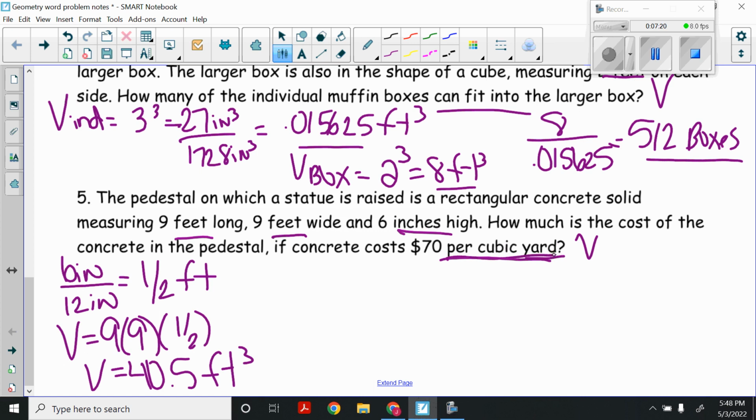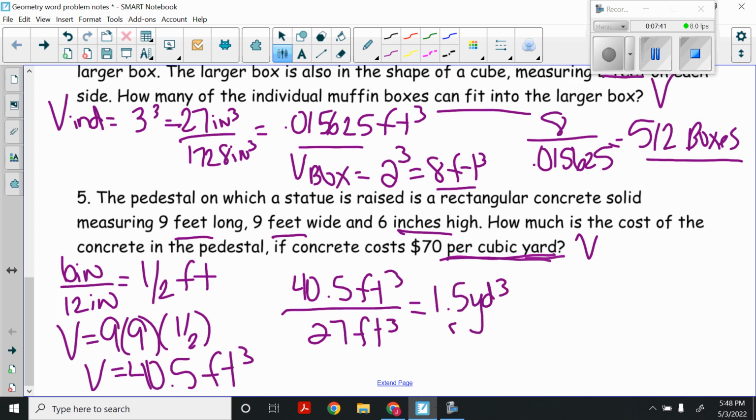I'm selling concrete by the cubic yard, so I need to change 40.5 cubic feet to cubic yards. Remember, I know that there's 3 feet to a yard, so I cube 3, so there's 27 cubic feet in a yard. So 40.5 divided by 27, I have 1.5 cubic yards of concrete that I need for this statue pedestal. It costs $70 a cubic yard, so 1.5 times 70. It costs us $105 to buy the concrete to make this pedestal for our statue.